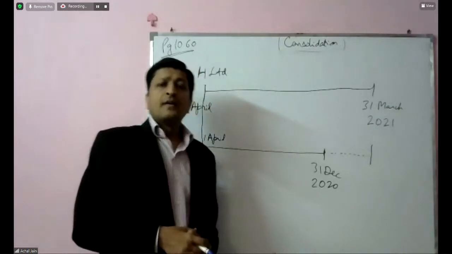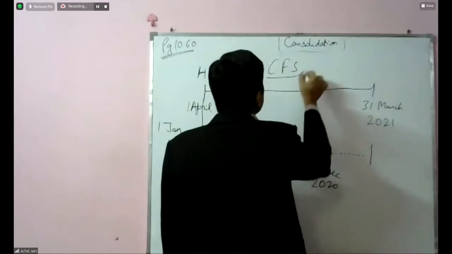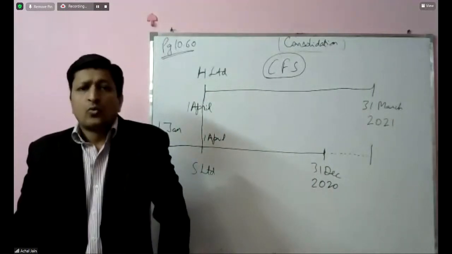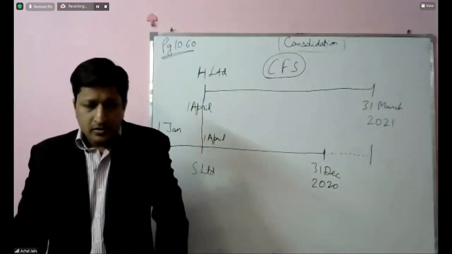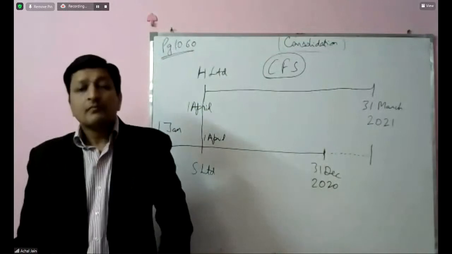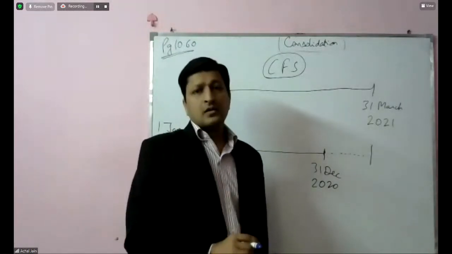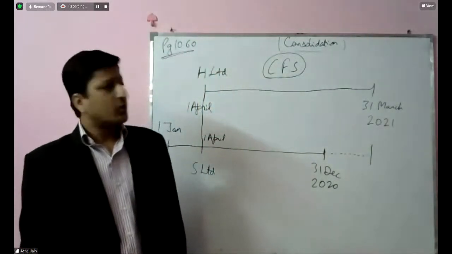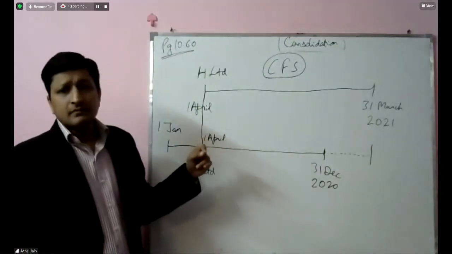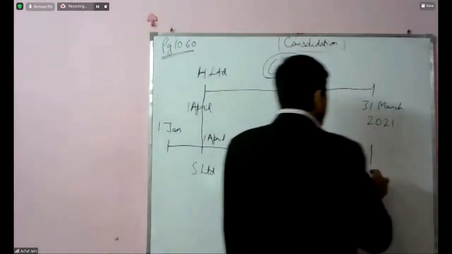Standard says, whenever CFS will be prepared, so for the purposes of CFS, reporting dates, or you can say accounting years of all the group companies should be same. Those should be same. Financial years should be same for all the group companies. Means subsidiary should also prepare its financial statements from 1st April to 31st of March.